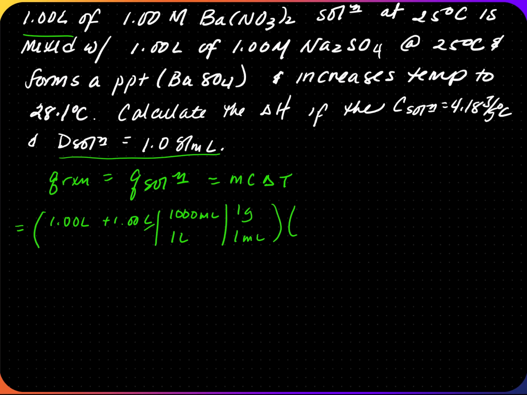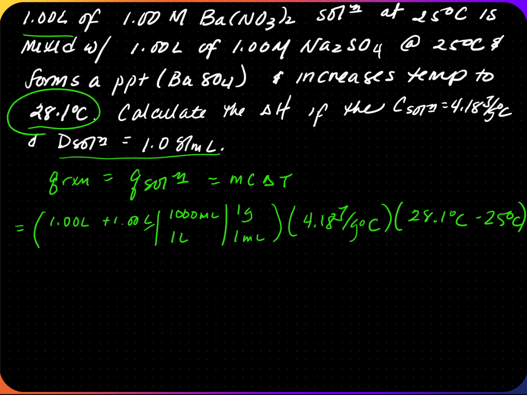The solution, when it's mixed together, has a heat capacity of 4.18 joules per gram degrees Celsius, and my final temperature was 28.1 degrees Celsius minus my initial, which was 25. This equals 25,916 joules.